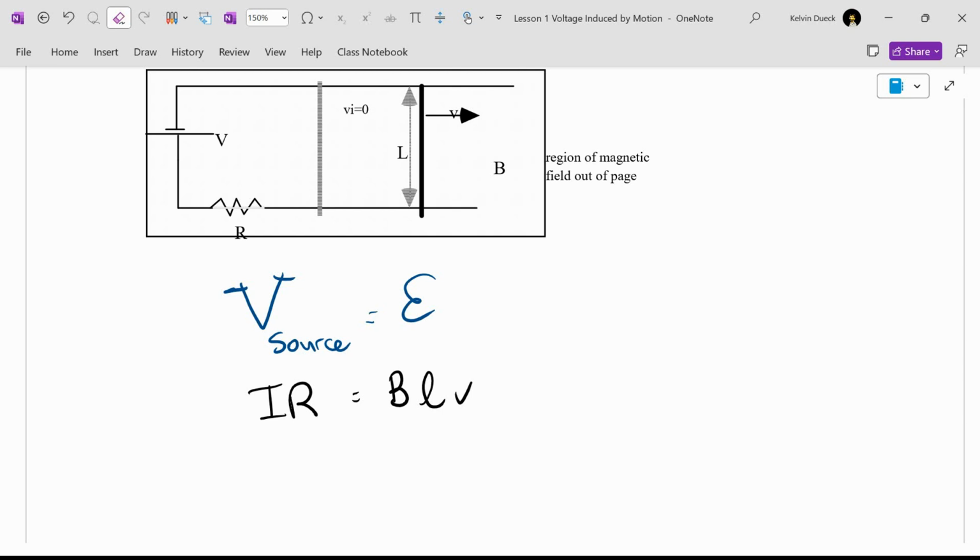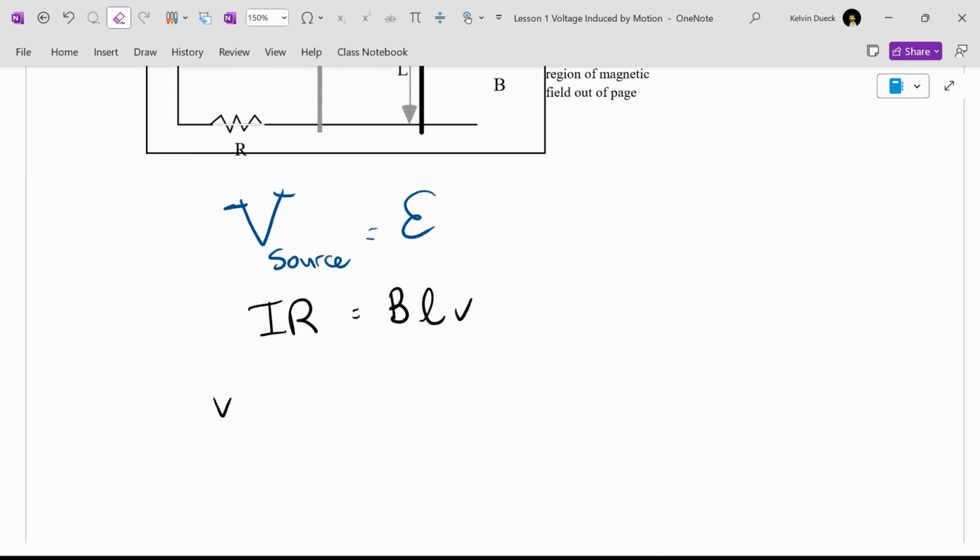What does this want me to get by itself? V. And you can start to see why we introduced this EMF symbol, because this V and that V and that V, it'd be easy to get all confused. Okay, let's get the V by itself. The maximum speed is going to be I times R divided by BL.